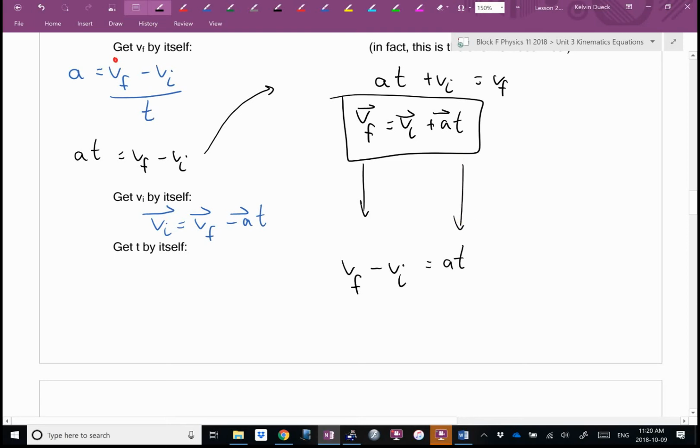What am I trying to get by itself here? What's the A doing to the T? How will I move it over? And you're going to go like this. Divide the whole thing by A. As a final equation, you'll get T equals VF minus VI over A.